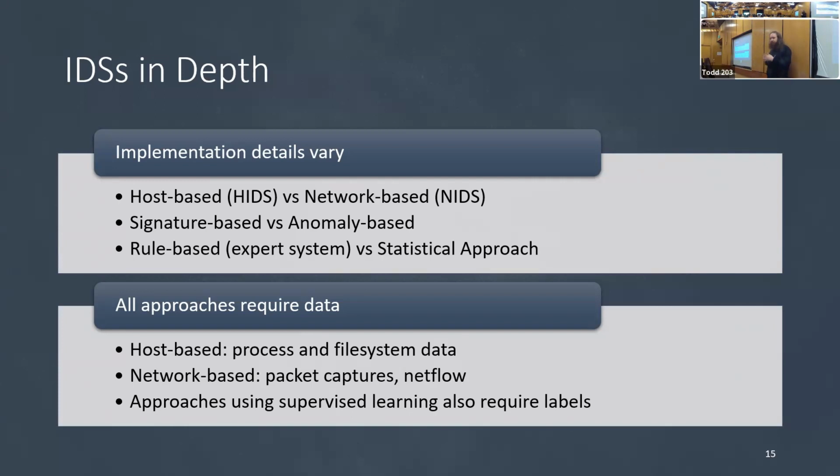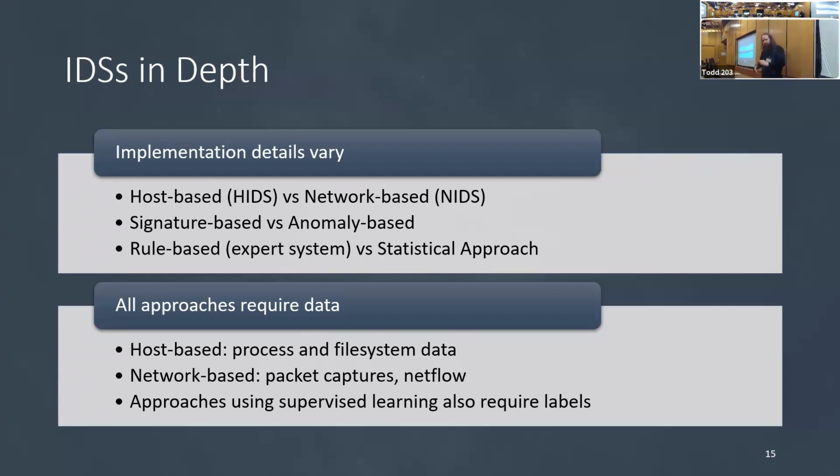Anomaly-based is kind of the opposite. We don't work with what does an attack look like. We work with what does normal look like. And then we raise an alarm when anything deviates too much from normal. And we can refine that with sort of a rule-based system where we have a list of rules of what normal should look like, and we have a statistical approach where we just look at all the data and say, yeah, this is X% different from what normal should look like.